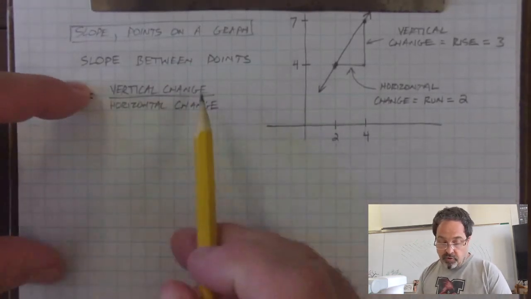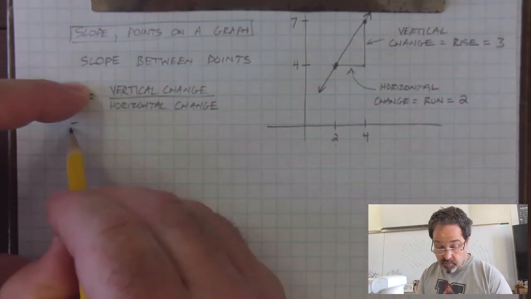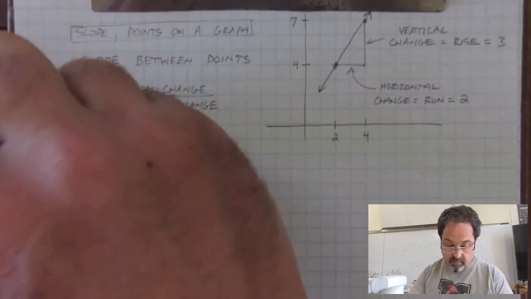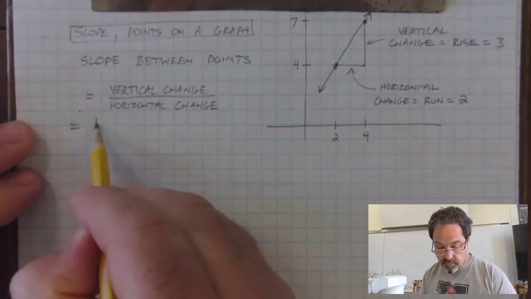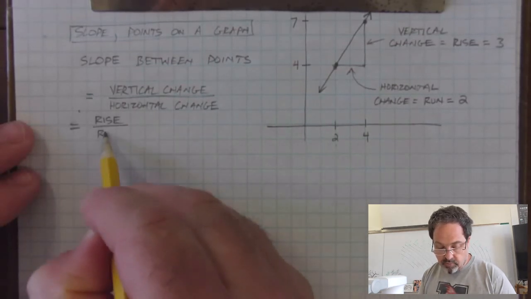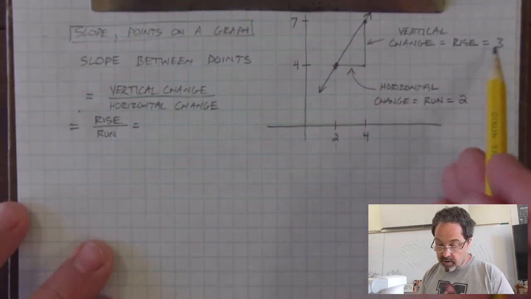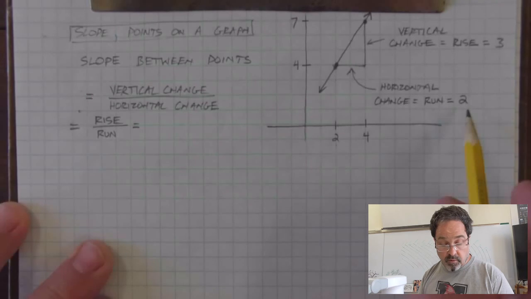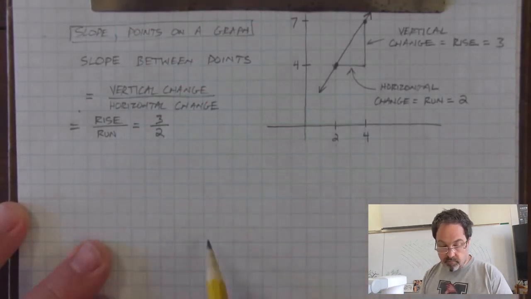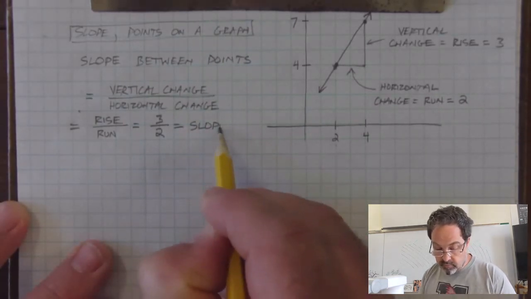If we have different terms for vertical change and horizontal change, we can also express this fraction, this quotient, this division problem as the word for vertical change, rise, divided by the word for horizontal change, run. This line here has a rise of 3 and a run of 2. So its slope is that rise of 3 divided by the run of 2. And we can remember that this is a slope.